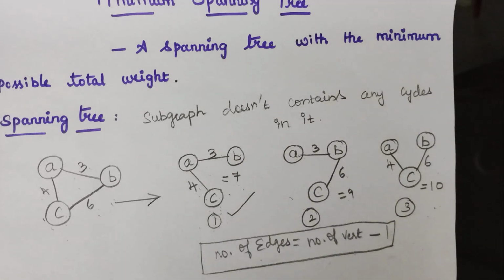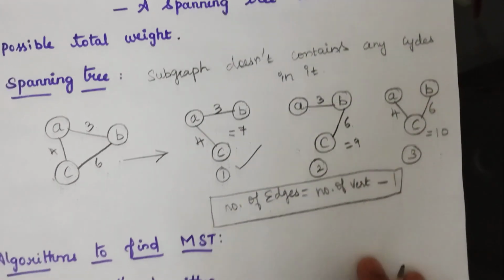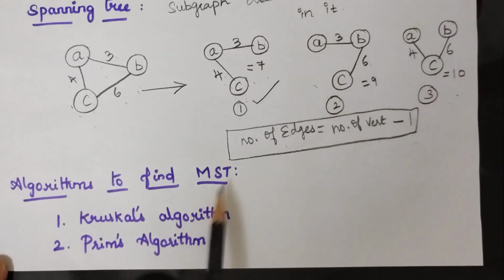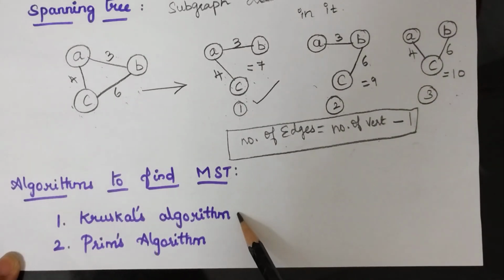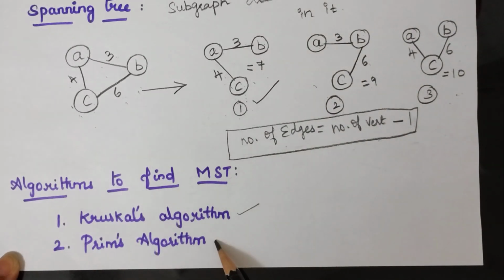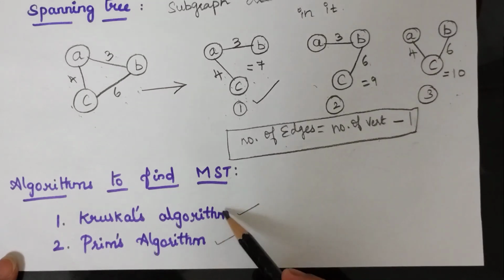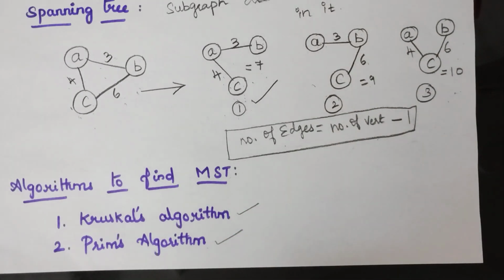For that reason, there are 2 algorithms to find the minimum spanning tree. The first one is Kruskal's algorithm, and the next is Prim's algorithm. We'll discuss these 2 algorithms in our next videos.